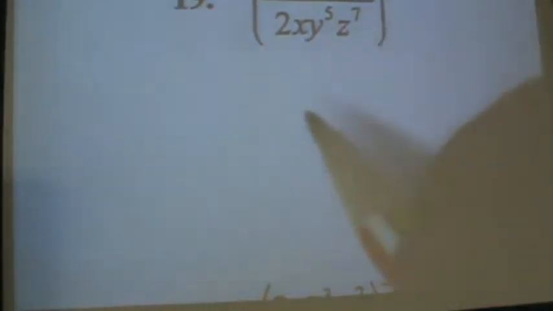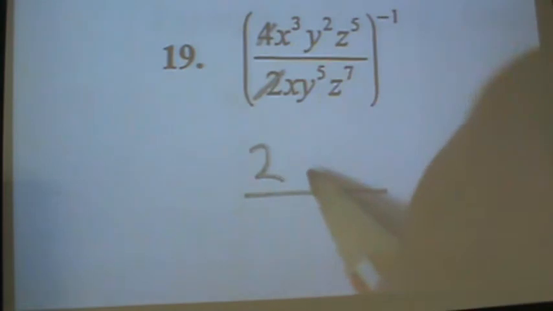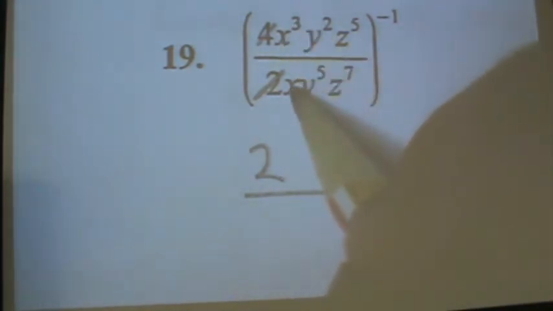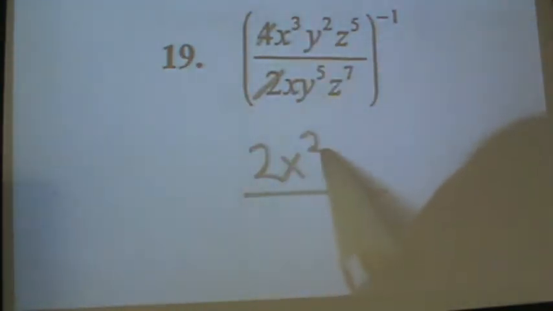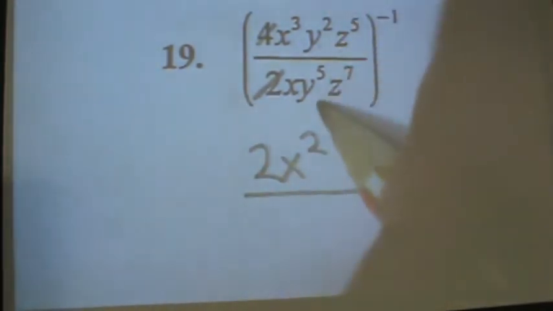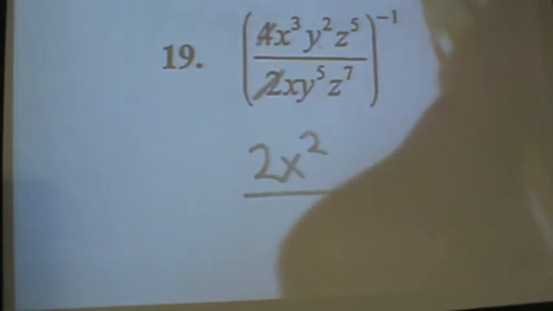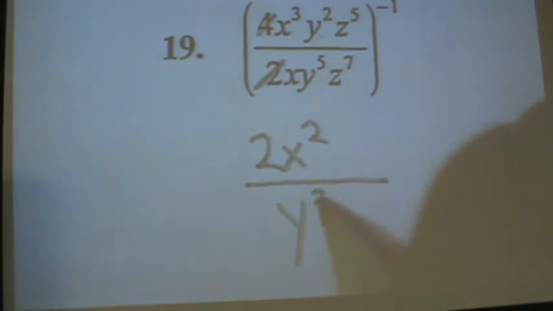Number 19. What I would do on this one is simplify this piece right here. So 2 goes into 4 2 times. We have x cubed and we have x. So you have 3 x's on top and 1 on the bottom. So that gives us 2 x's on top, simplified. You have 2 y's on top and 5 on the bottom. That gives us 3 remaining y's on the bottom.